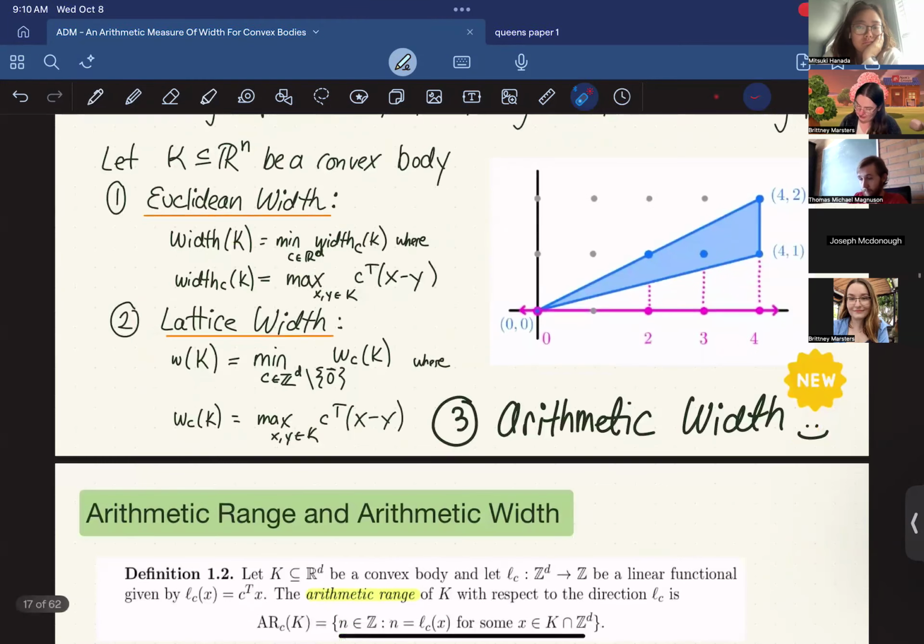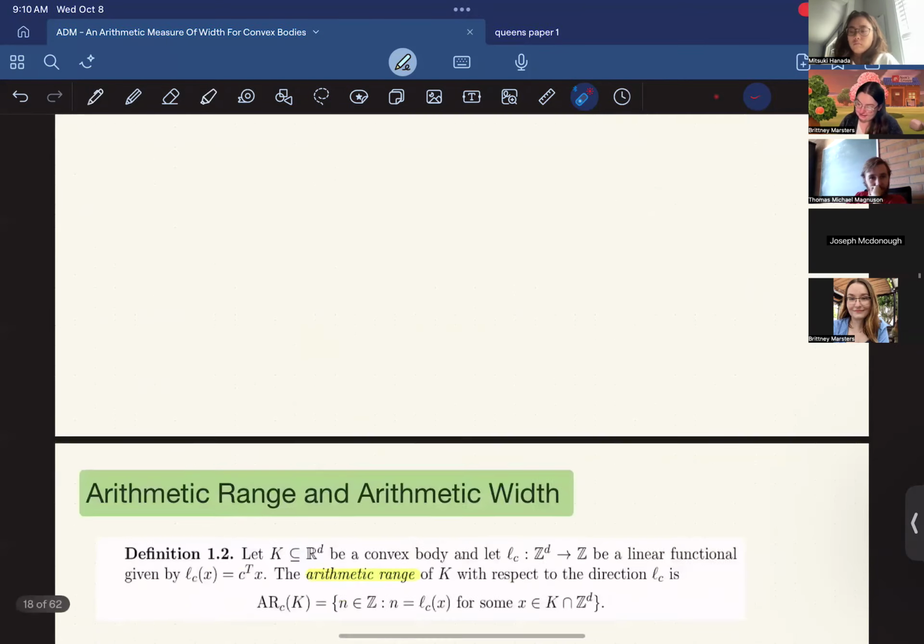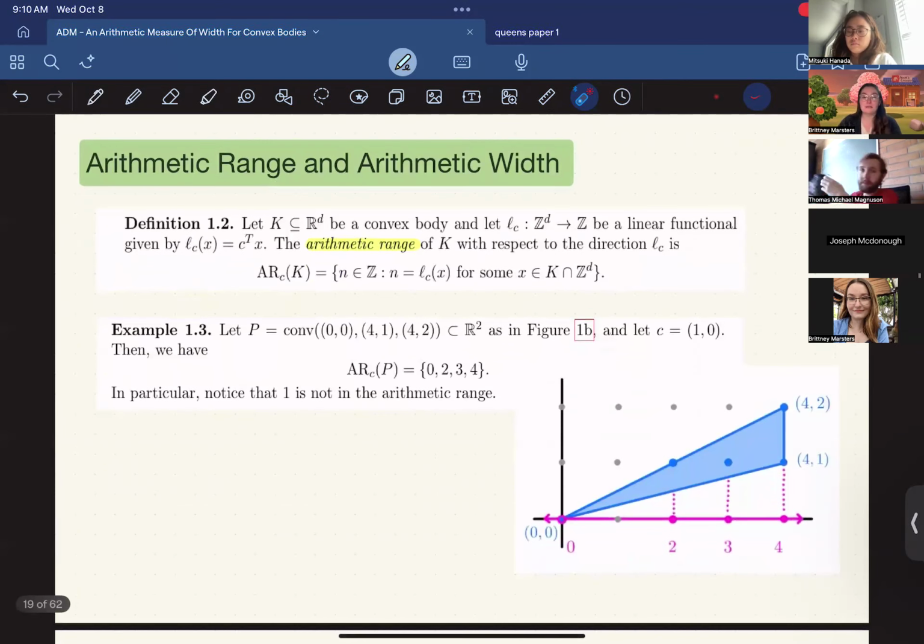All right. So in order to define the arithmetic width, I need to define the first main character, the arithmetic range. And it's going to be what we've described. I want you to think about taking all of the lattice points in a convex body, hitting it with your favorite integer linear functional, and looking at the set that arises. I'm going to call that the arithmetic range with respect to the direction that you picked. Okay? And the size of that set is going to make up something called the arithmetic width.